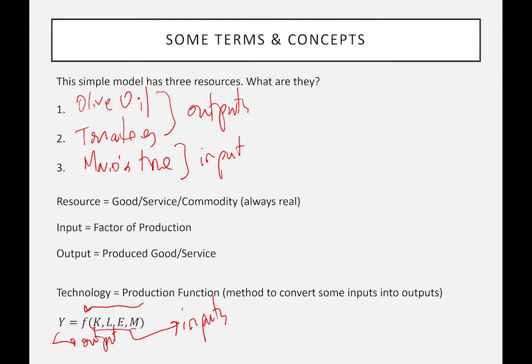In this case, in the simple model I've only got 1 input. It's Mario's time, like his labor, and I have 2 outputs. But we won't be using these kinds of equations in the course, I just wanted to show this to you. The technology, well, presumably Mario has some kind of skill or ability, there's the farm and so on, their ability to take time and turn it into olive oil and tomatoes.